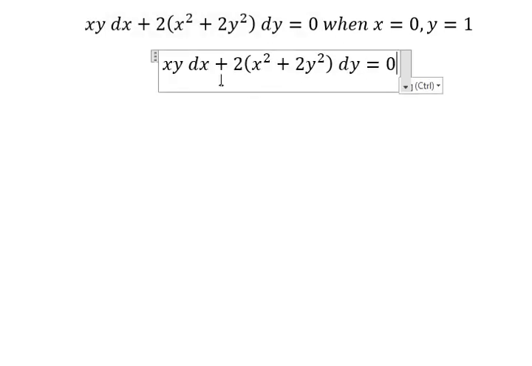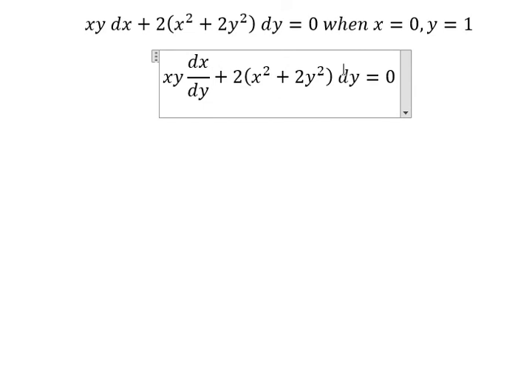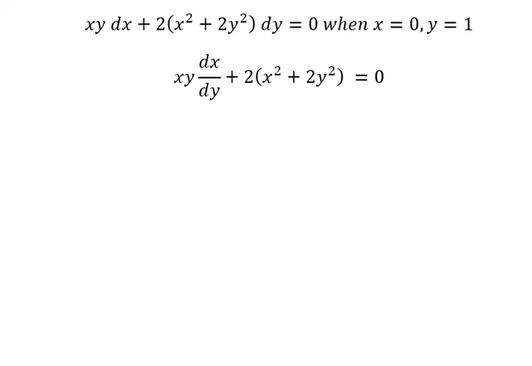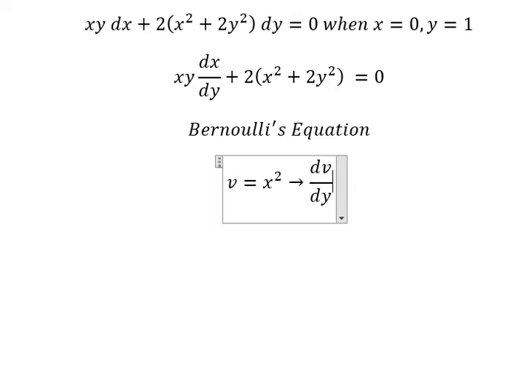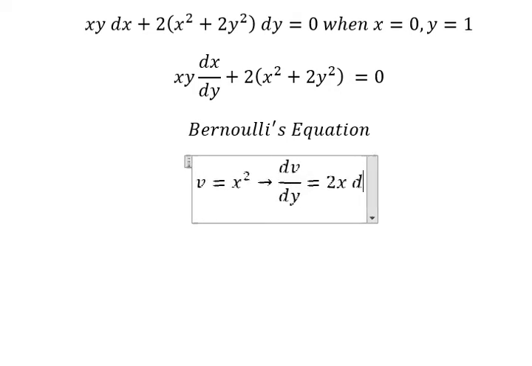We need to divide both sides by dy. Next, we have s squared and s ds over dy. This is about Bernoulli's equation. So I will put v equal to s squared, and later we do the first derivative for both sides, and we have dv over dy equal to 2s ds over dy.